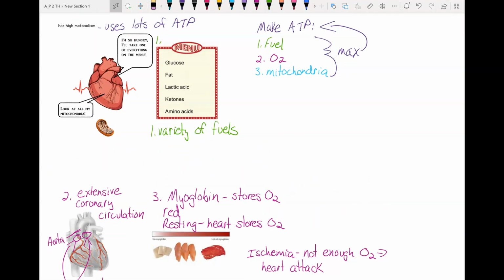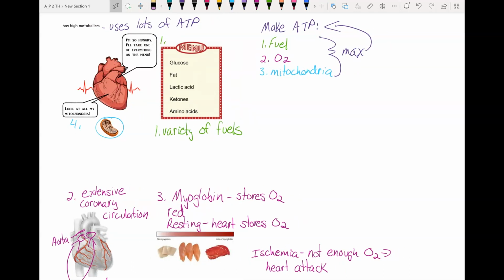And then with mitochondria. So right here it says, look at all my mitochondria. Here's a mitochondria. Heart cardiac muscle cells have the most mitochondria of any cell in the body. In fact, they are 25% mitochondria. That is more than any other cell in the body. So your heart is packed full of mitochondria to make lots of ATP to keep it going.